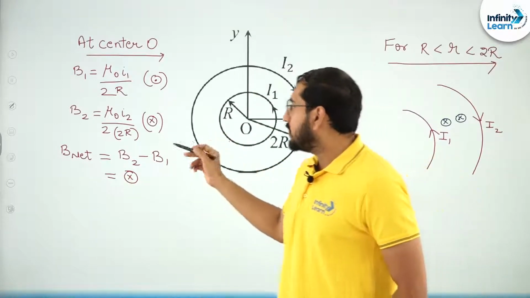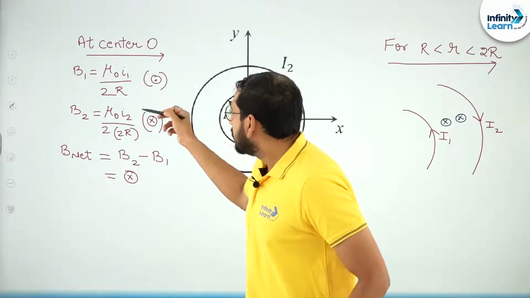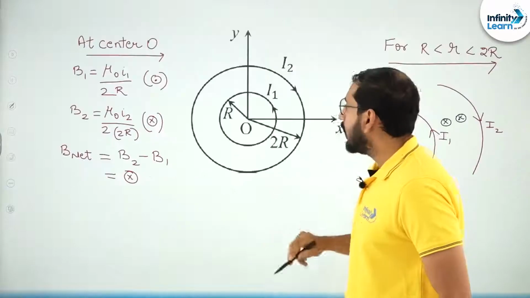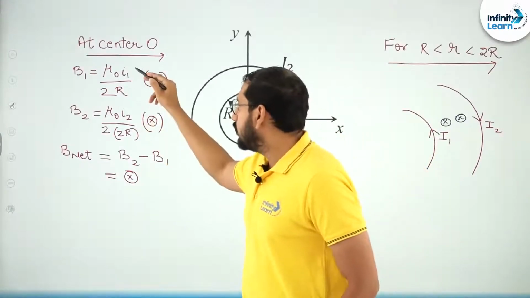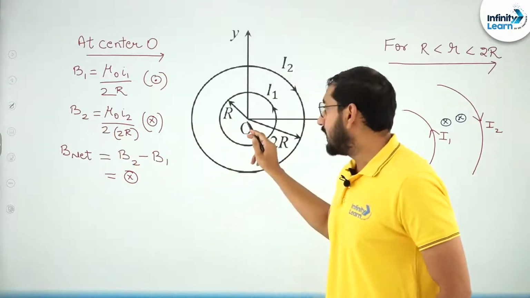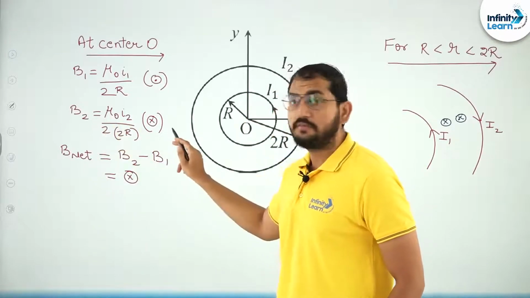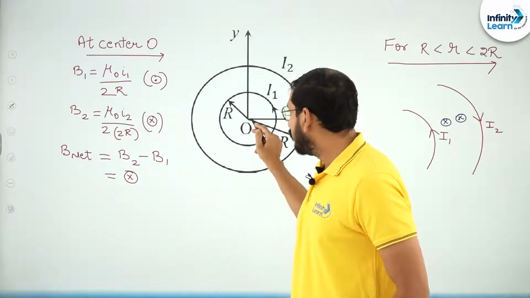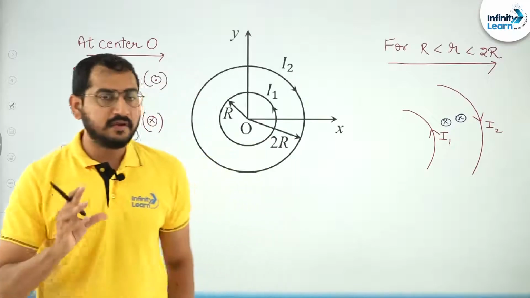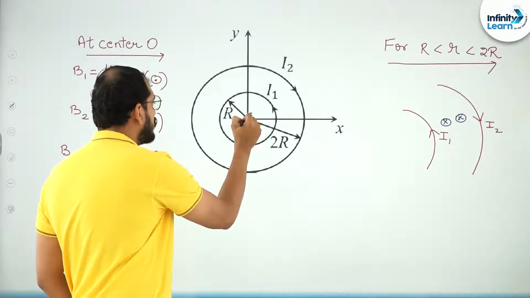It is given in the question that the value of I2 is greater than 2I1. So if the value of I2 is greater than 2I1, then definitely I can say that B2 will be the dominating magnetic field. So the total magnetic field will have the same direction as B2, which is into the paper. So the net magnetic field at the center point O is into the page, that we know for sure.